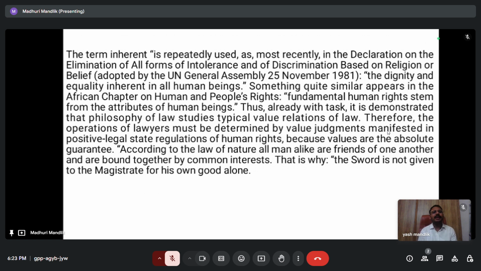Thus, already with this task, it is demonstrated that philosophy of law studies the typical value relation of law. Therefore, the operation of a lawyer must be determined by the value judgment manifested in the positive legal state regulation of human rights, because values are the absolute guarantee. According to the law of nature, all men alike are friends of one another and are bound together by common interest. That is why the sword is not given to the magistrate for his own good alone, but for all.